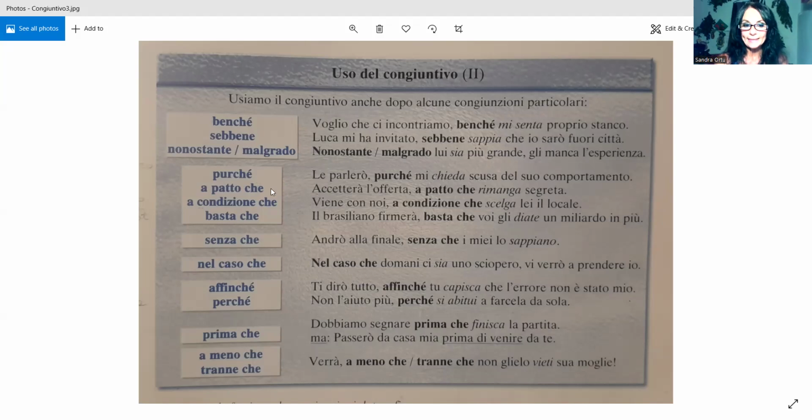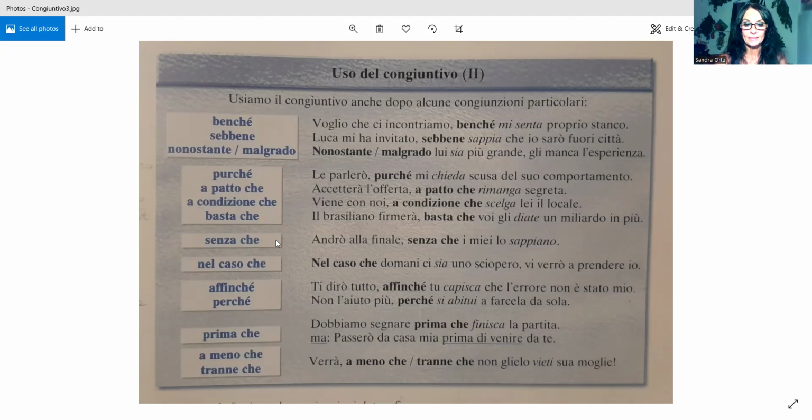Purché, a patto che, a condizione che, basta che, as long as. So, le parlerò purché mi chieda scusa del suo comportamento. I will talk to her as long as she apologizes for her behavior.